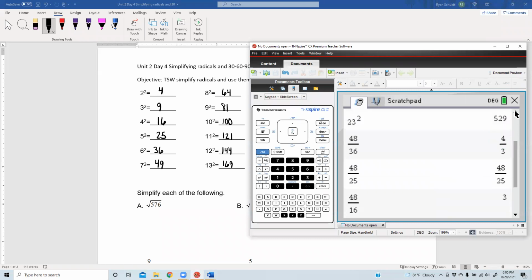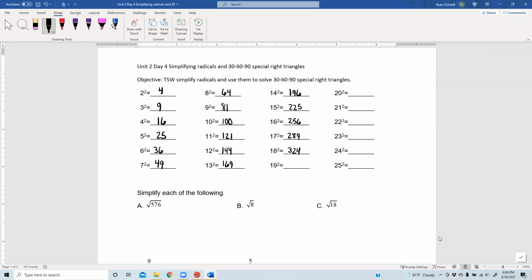What did we say yesterday? I say yesterday as if I'm recording this on different days. I'm recording these all the same day. 19 squared is 361, yes.